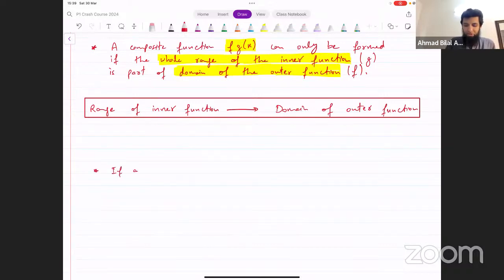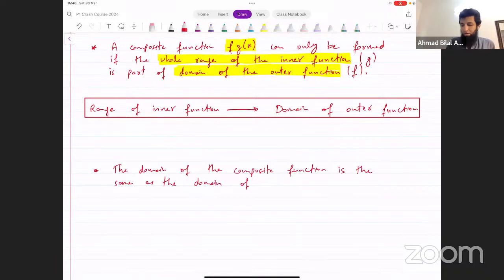If a composite function can be formed, in that case, let me write that directly. The domain of the composite function is the same as the domain of the inner function.